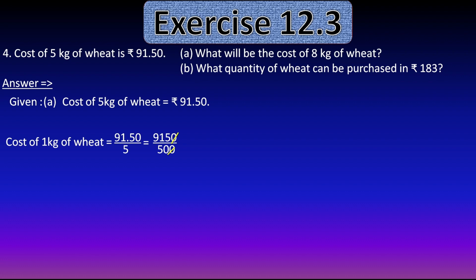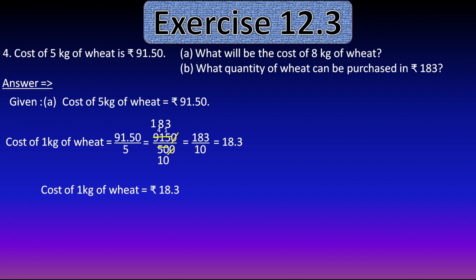Now 5 tens are 50. 5 ones are 5, 4 remain. 5 8s are 40. Again 1 remain. And now 5 3s are 15. So I got the answer as 183 upon 10, which is equal to 18.3. Therefore, the cost of 1 kg of wheat is equal to rupees 18.3.